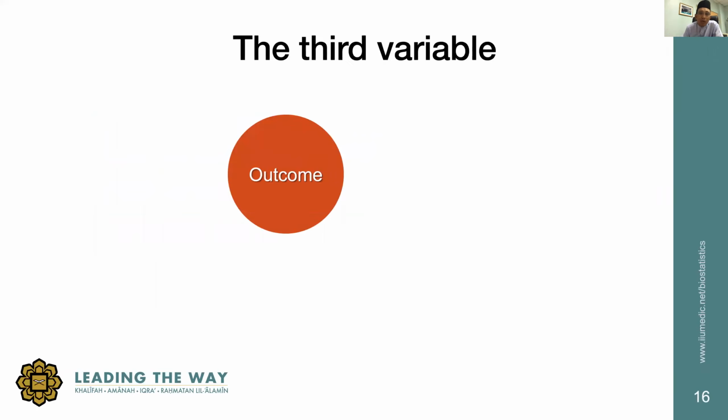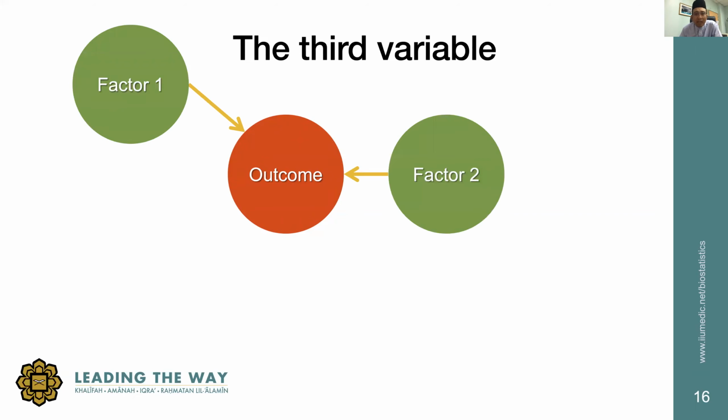So I will show you the role of a third variable. Remember, in my first slide, I mentioned the green and the red, only two bubbles there, only two variables. In reality, there should be a third variable. So if we are interested in studying factor one and factor two, for example, maybe there will be a factor two which is also independently affecting the outcome.